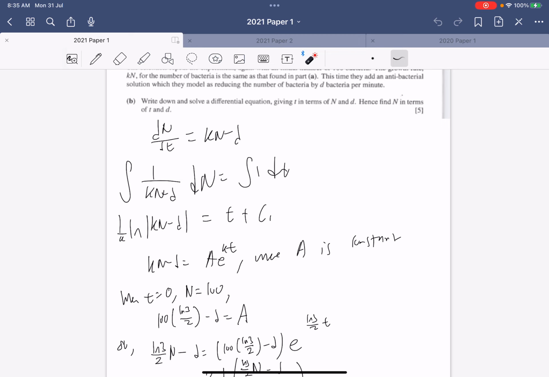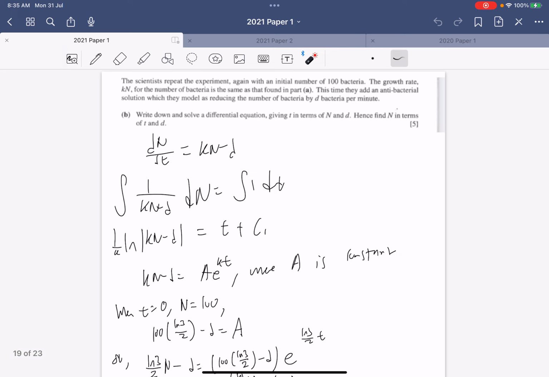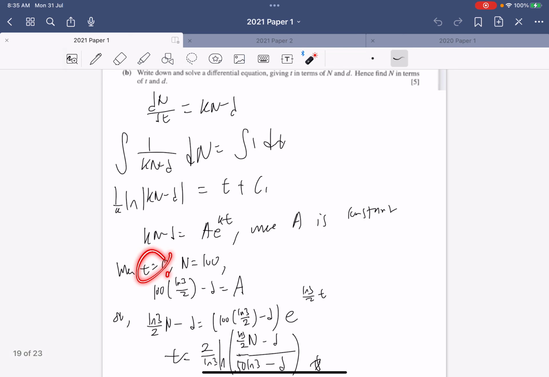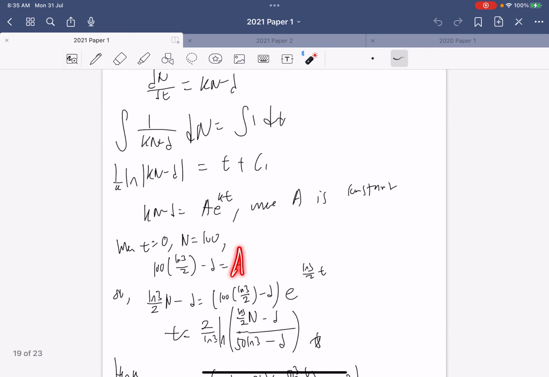That's why it's good to remember it so that you can straight away just write a. Then you don't bring the power e up, then think how to remove the modulus and stuff. Just straight away bring the power e, remove the modulus at the same time, put a e^(kt). When t is 0, now n is 100. So this portion over here is equal to a.